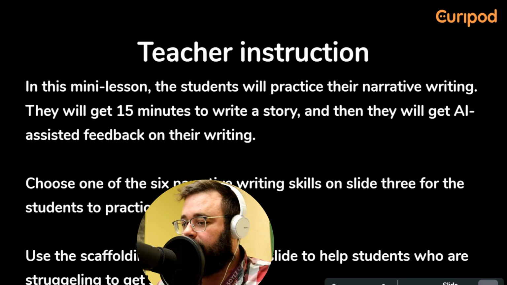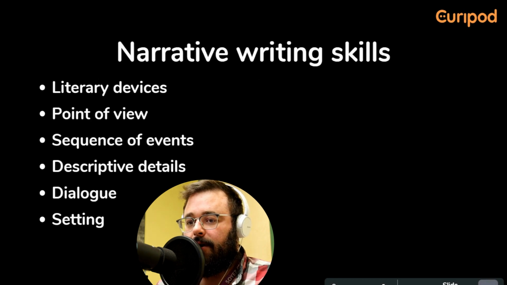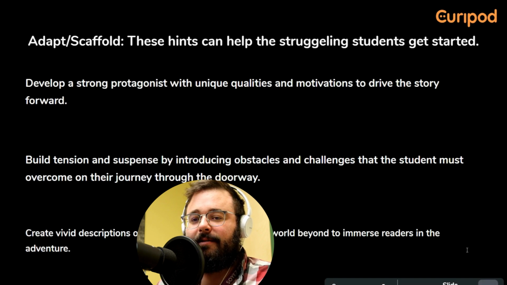Choose one of the 6 narrative writing skills on slide 3 for the students to practice. Use the scaffolding info on the next slide to help students who are struggling to get started. So, literary devices, point of view, sequence of events, descriptive details, dialogue, setting. So these hints can help the struggling students get started.